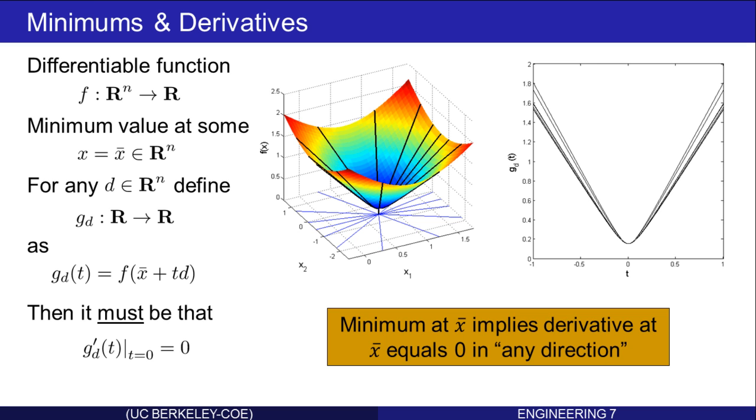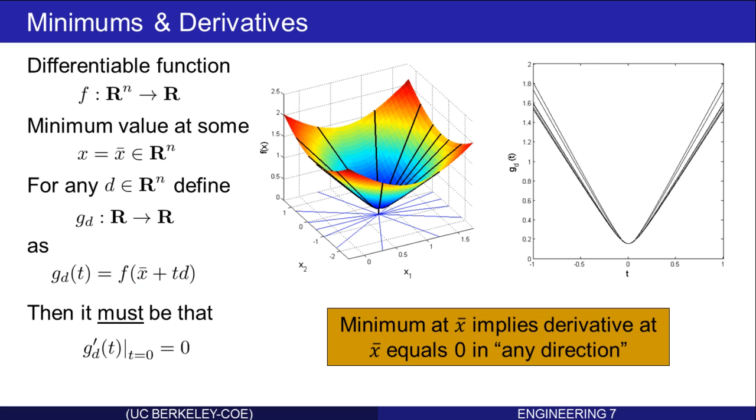Passing through x bar are a series of one-dimensional lines. Those represent x bar plus td for different directions d, with t ranging from negative to positive, causing the line to start on one side of x bar, and then at t equals 0 pass through x bar, and then for t greater than 0 move along a straight line defined by the direction d. The black lines in the surface are the value of the function along those lines. The black lines represent f of x bar plus td, and the blue lines represent x bar plus td.